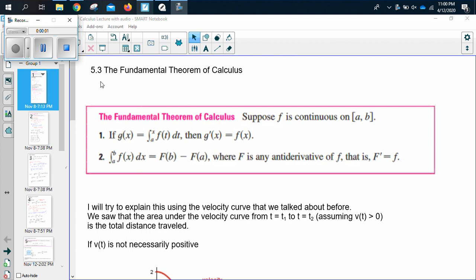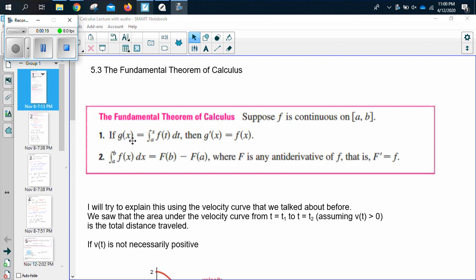Class, tonight I want to cover 5.3, the fundamental theorem of calculus. And this is the theorem that we're going to use to integrate. So the fundamental theorem of calculus says, suppose that f is continuous on the closed interval from a to b.